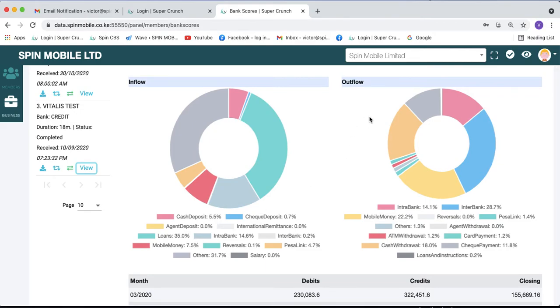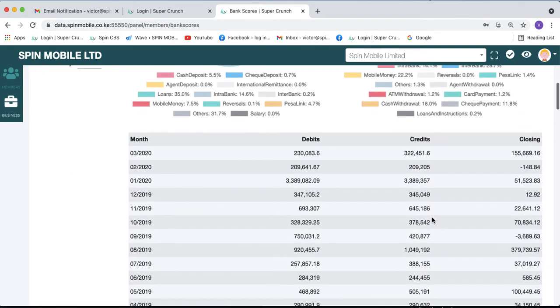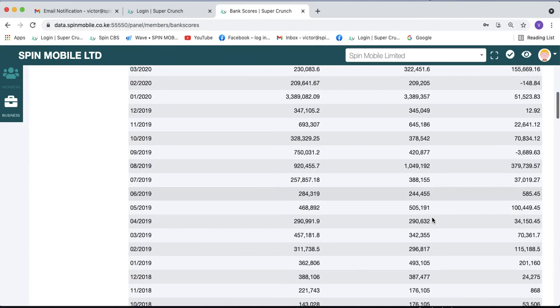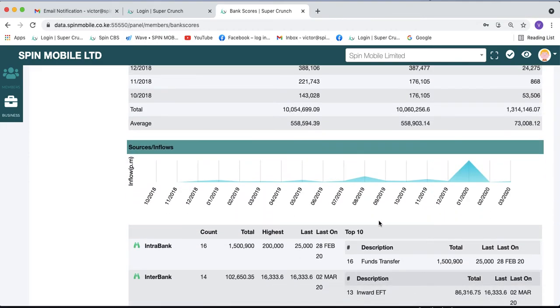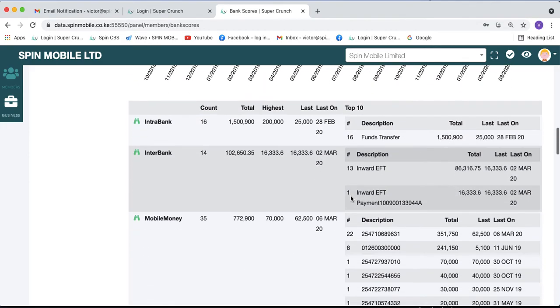But in terms of outflows, money moving out of the account, you can quickly see where this money is going. Intrabank is 14%. Mobile money is quite strong, and it's quite strong in Kenya. It cuts across; most people have mobile banking and move their money directly to mobile wallets. So you're able to see the turnover month in, month out, plotted in the form of a graph.